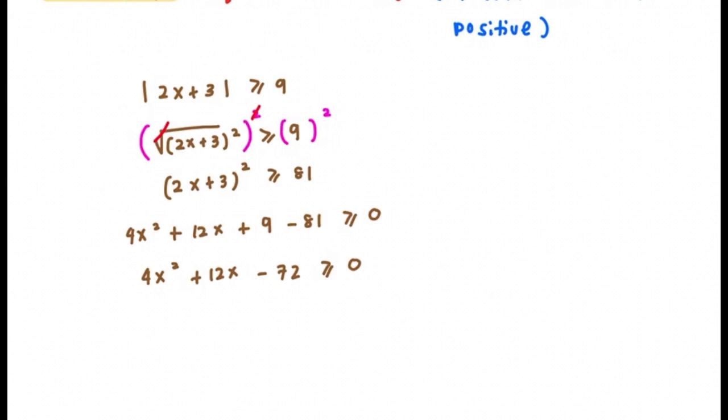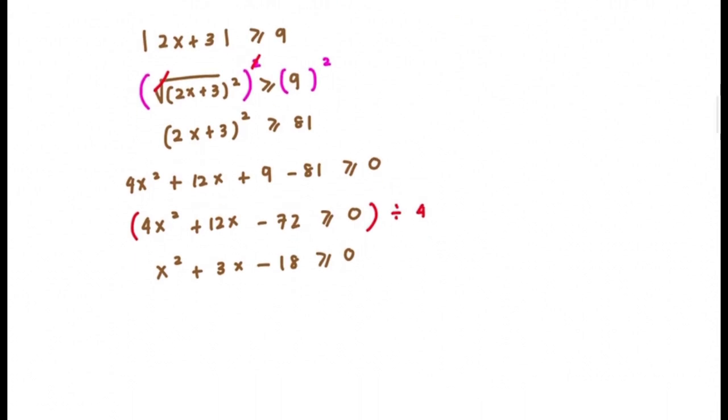And then, can you simplify this quadratic further? 4x² + 12x − 72. You can divide the whole inequality by 4. Then your inequality becomes x² + 3x − 18 ≥ 0. And then you can factor using the calculator. So what is the factored form? The first factor will be x + 6, the second one will be x − 3.